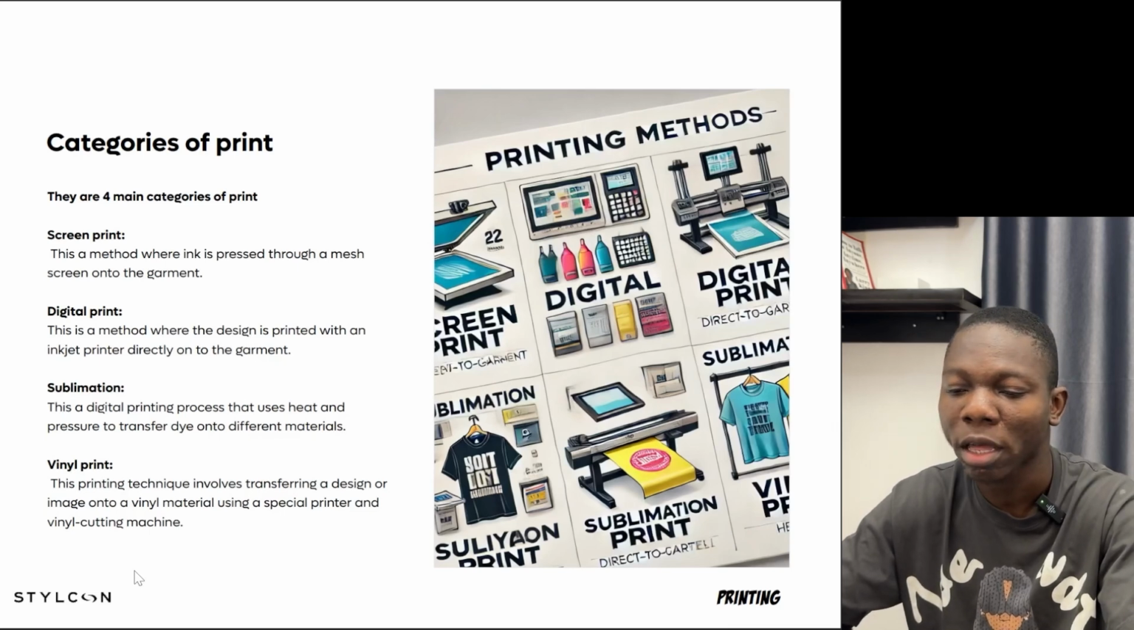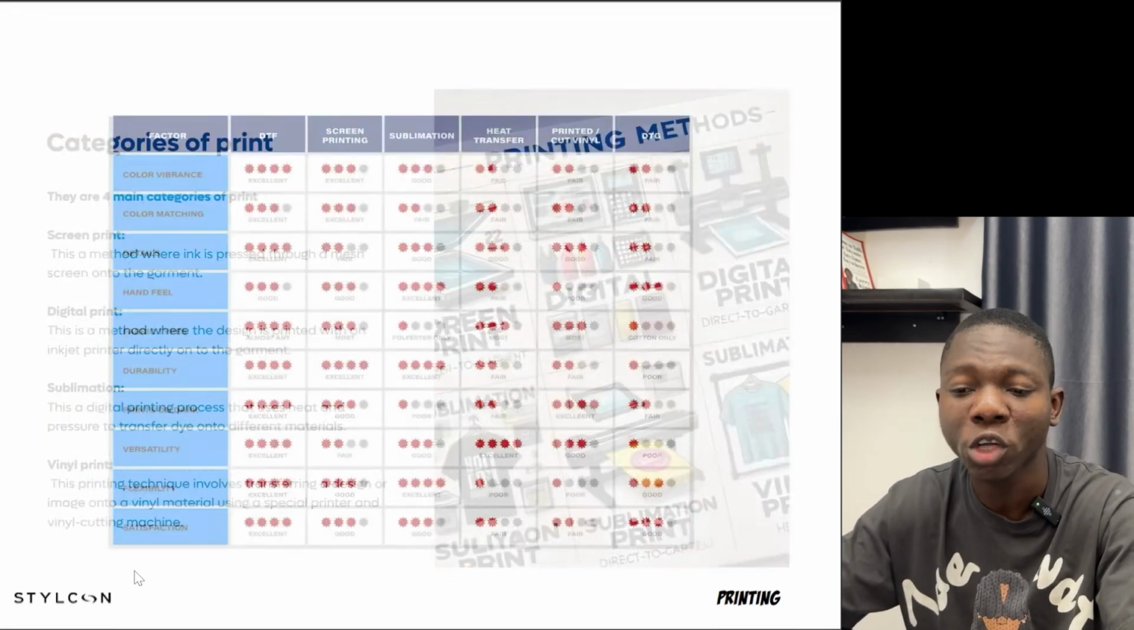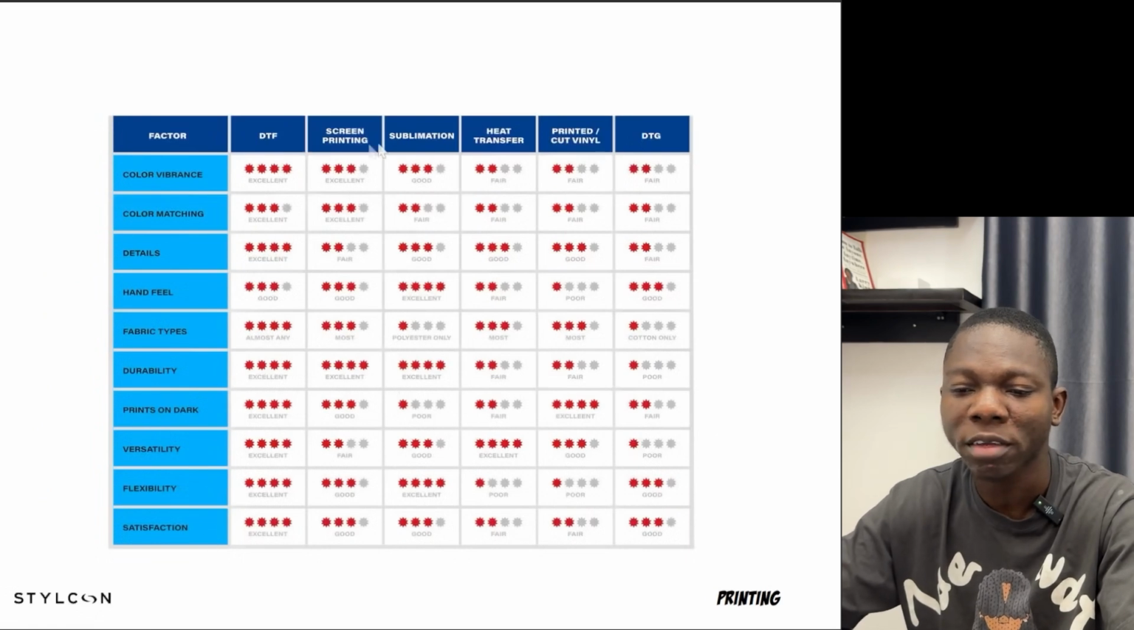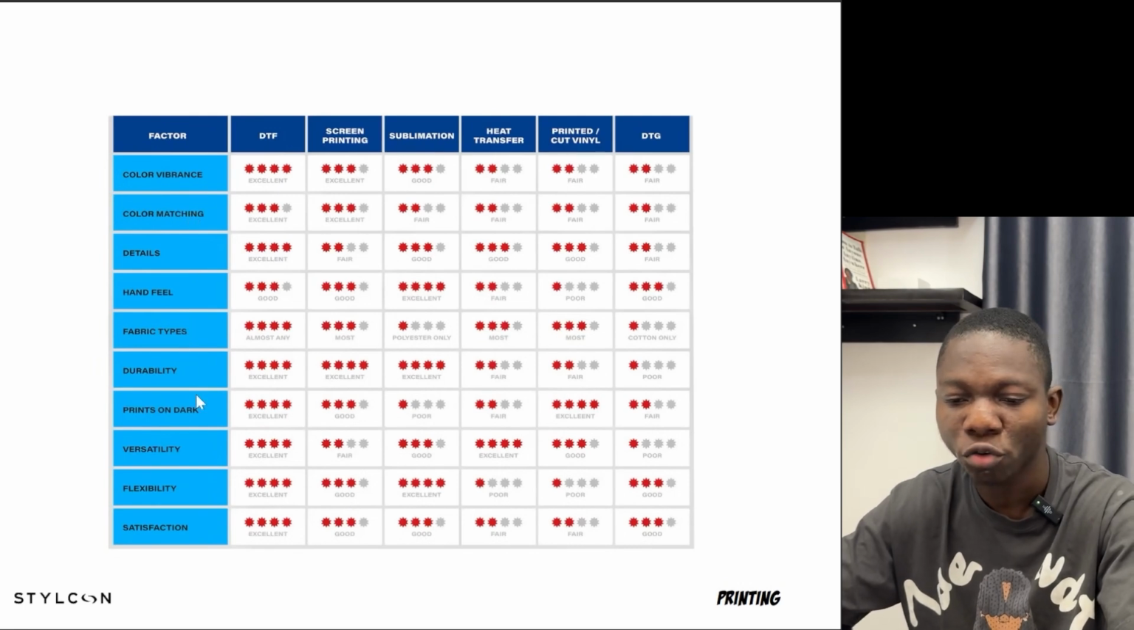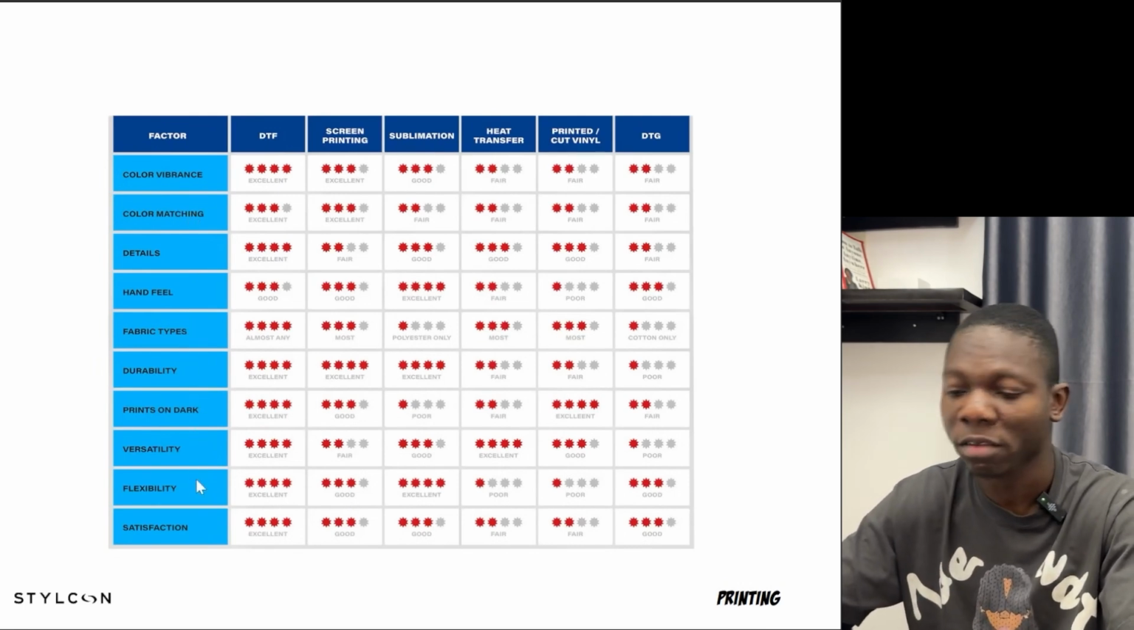These are the features of DTG, screen printing, sublimation, heat transfer, and printed cut vinyl, in terms of color variance, color matching details, feel, fabric details, durability, versatility, and satisfaction. We can go through this later.